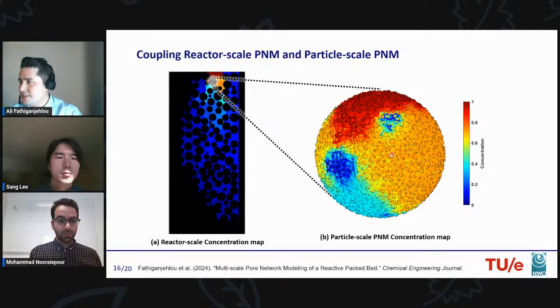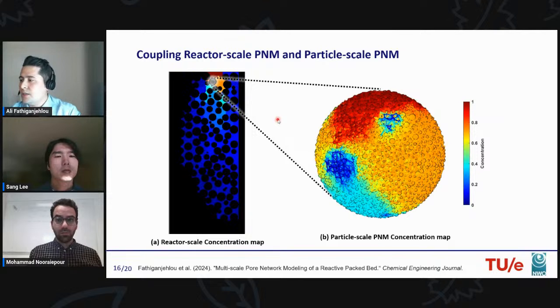Here is a schematic of how this coupling happens. For example, here we can see the top of the particle corresponds to a concentration equal to dark red. And we can see here that this part is in contact with the reactor scale pore, which also corresponds to a dark red concentration. So it's true for the orange part and also the blue part.